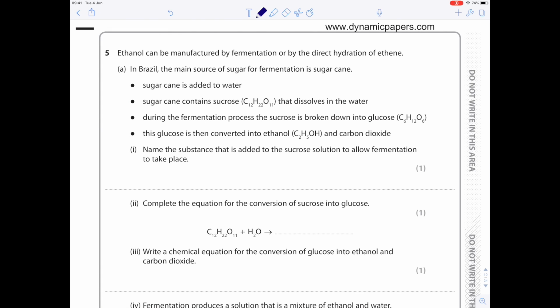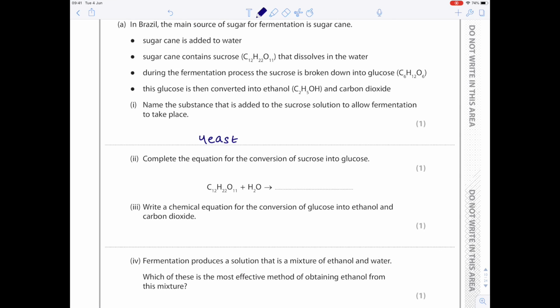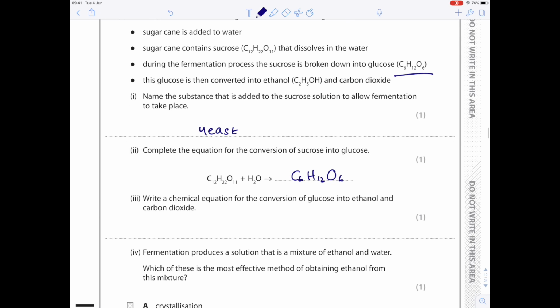Name the substance that is added to the sucrose solution to allow fermentation to take place. That is yeast, which is a fungus. Complete the equation for the conversion of sucrose into glucose. So luckily they've given us the formula of glucose up here. And to be honest, if you do biology, you should know this anyway. You need to check to see if it's balanced. It's not balanced. We've got more carbons on the left-hand side, so I'm going to put a big 2 there, and that should mean that the whole thing is balanced.